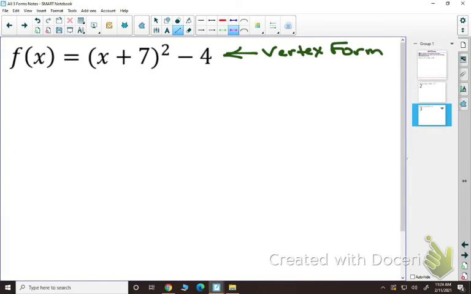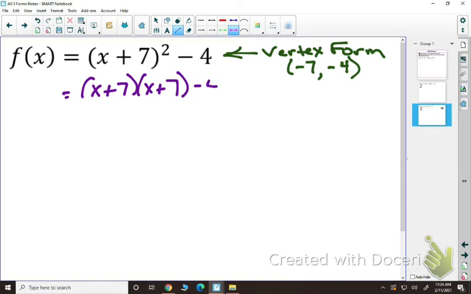And again, if you stop and think, what do we know from vertex form? We know the vertex. So the vertex of this particular quadratic is going to be at negative 7, negative 4. Okay, so next I would recommend let's go to standard. To do standard, we're going to have to multiply this out. So this is really x plus 7 times x plus 7 and then minus 4.